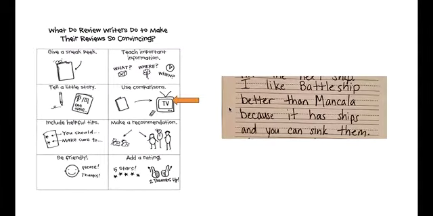All right, so what do review writers do to make their review so convincing? Well, like we said, today we're focusing on comparisons. So you can see the orange arrow is pointing to the anchor chart that says use comparisons. So if you're comparing why a book is better than TV or why TV is better than a book, you want to compare. Here's an example from another writer who wrote, I like Battleship better than Mancala because it has ships and you can sink them. So he's giving a reason why he likes Battleship better than Mancala, which is another game.